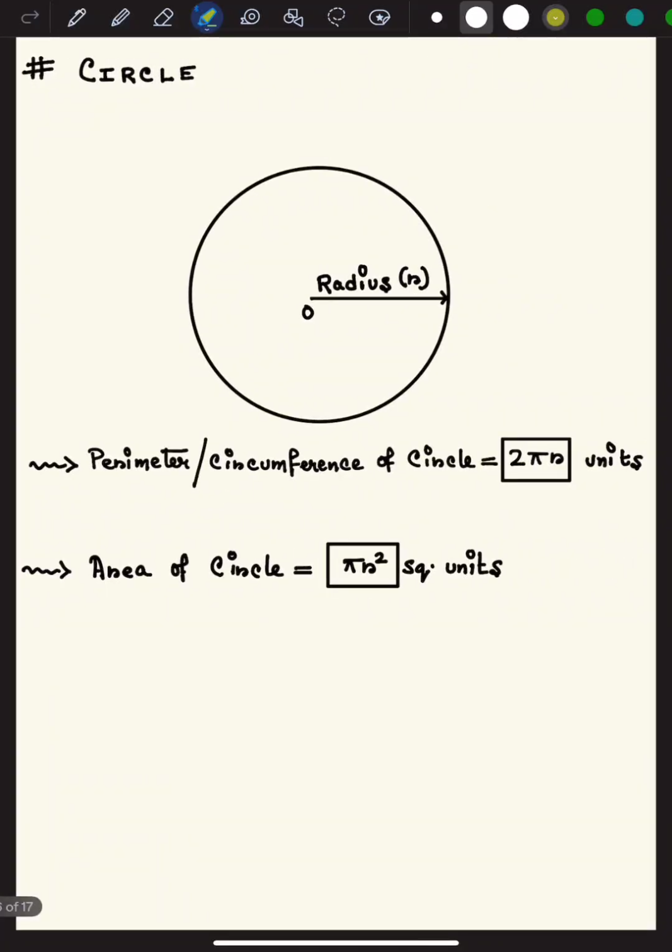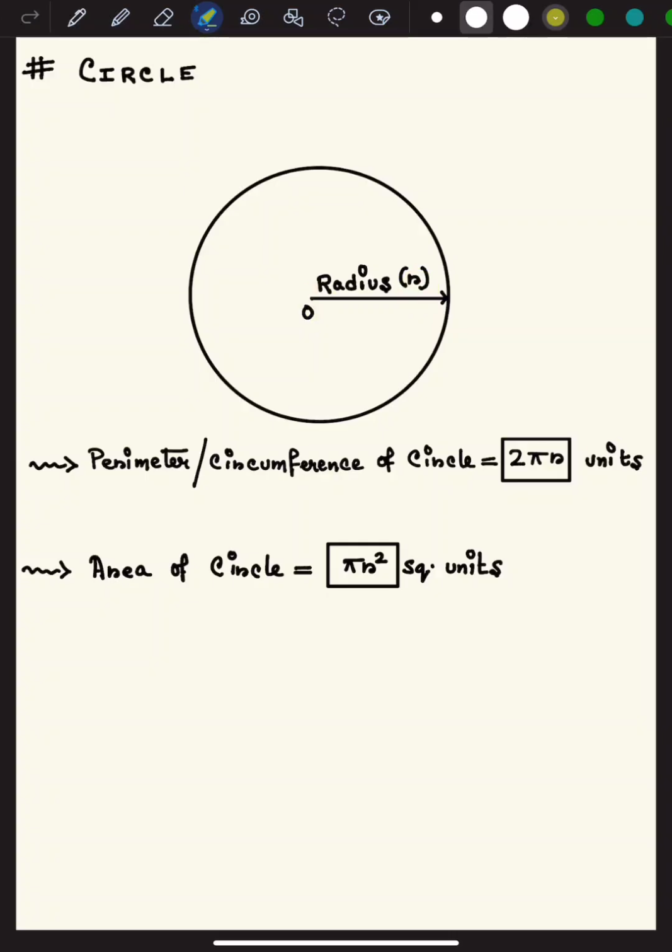Let's come to the perimeter or circumference of a circle and area of a circle. The circumference or perimeter of the circle is given as 2 pi r. So this entire thing is 2 pi r, where r is the radius of the circle.